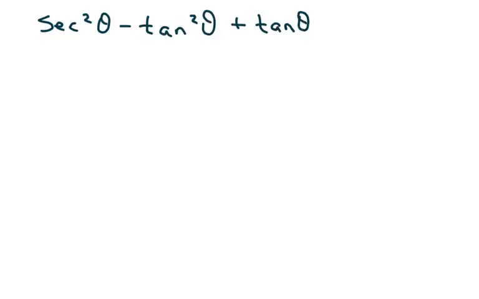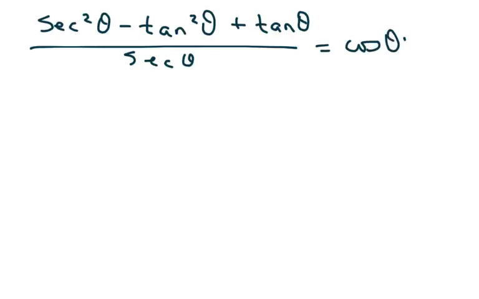Okay, the next one is secant squared of theta minus tan squared of theta plus tan of theta over secant of theta. And we want this to equal cosine of theta plus sine of theta. You can't get any simpler than that.